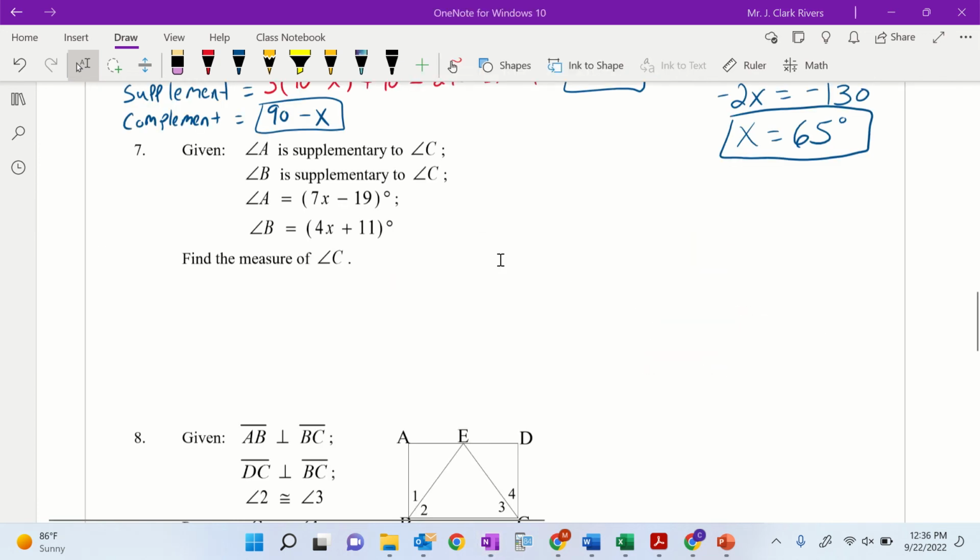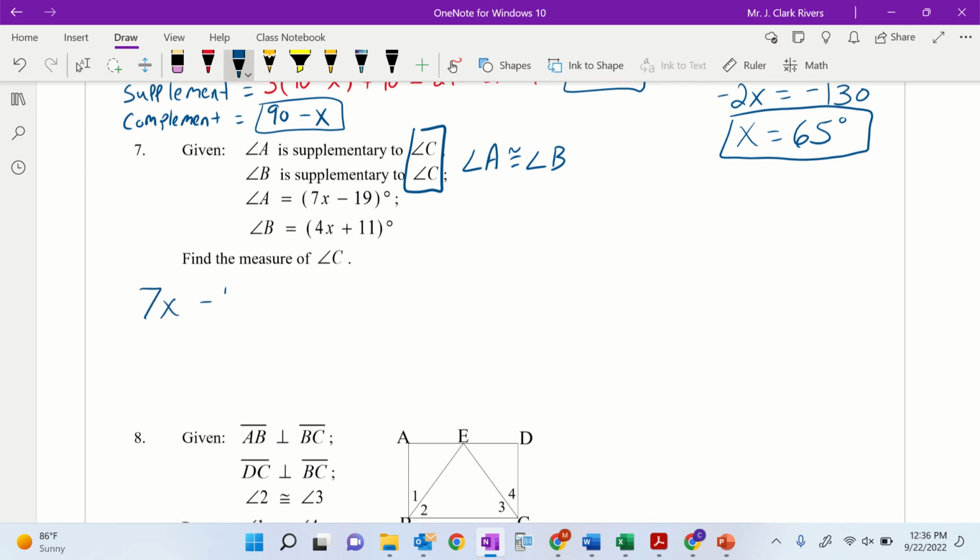All right, next one. Angle A is supplementary to angle C. Angle B is also supplementary to angle C. So right away, you need to be thinking, okay, if A and B are both supplementary to angle C, that means angle A must be congruent to angle B, because angles that are supplementary to the same angle are congruent.